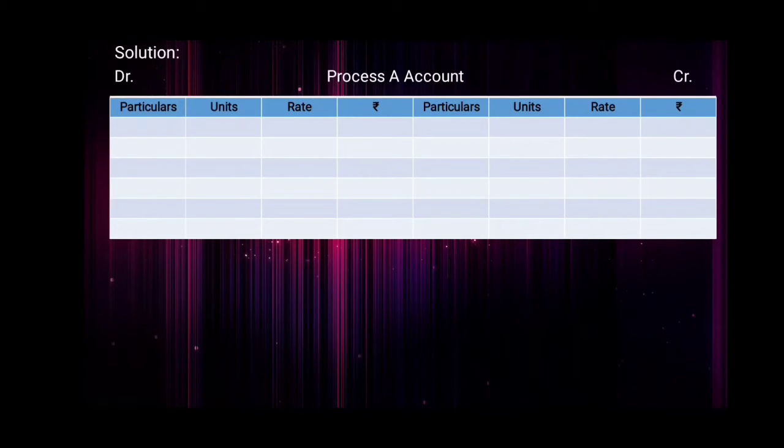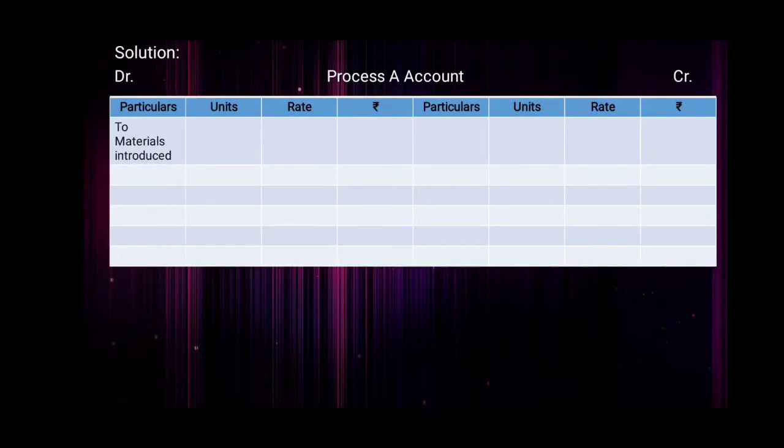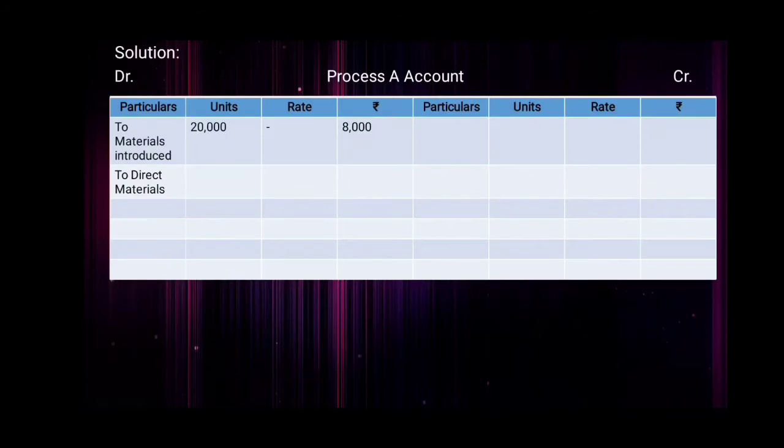So let us start with process A account. 20,000 units of crude material was introduced in process A at the cost of rupees 8,000. So we'll record it in process A account. To material introduced, unit was given as 20,000. Amount will be 8,000. Now material consumed, for process A account it is 4,000. To direct materials, amount is 4,000.